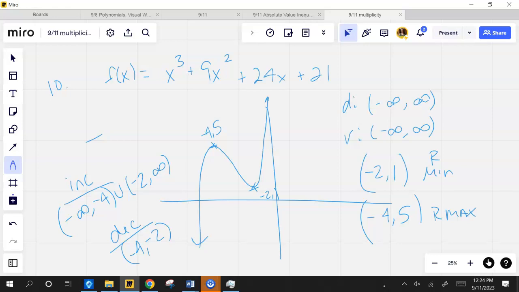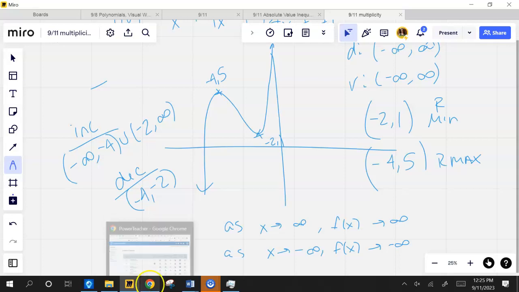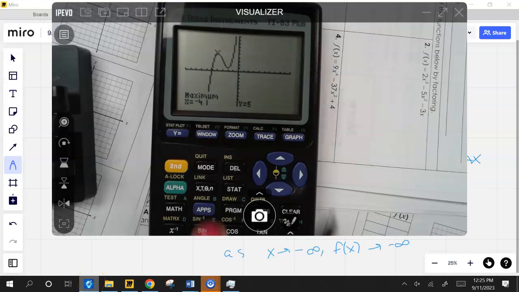What's the minimum? No, that doesn't work. Okay, what's the next thing I have to find? What is it? End behavior. As x approaches infinity, f of x, there you go. As x approaches negative infinity. What else? Pretty easy, right? Give me the equation.